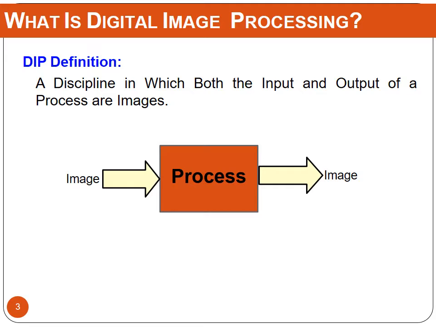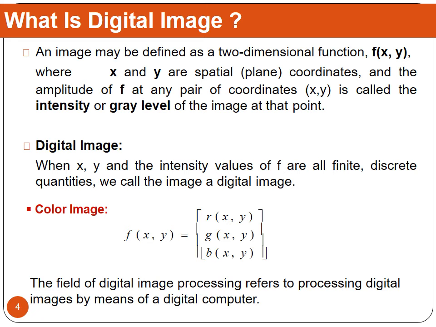So next one is what is a digital image. One of the important points to be noted in digital image processing is that both our input and output will be an image. So what is a digital image? We are representing it in terms of x and y coordinates, which we can represent either in spatial coordinates or in other forms.